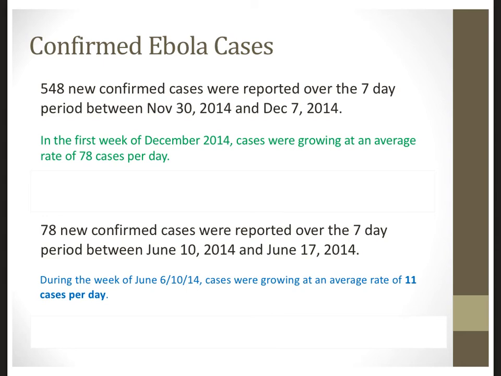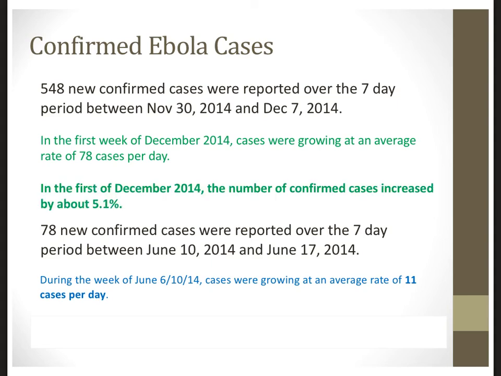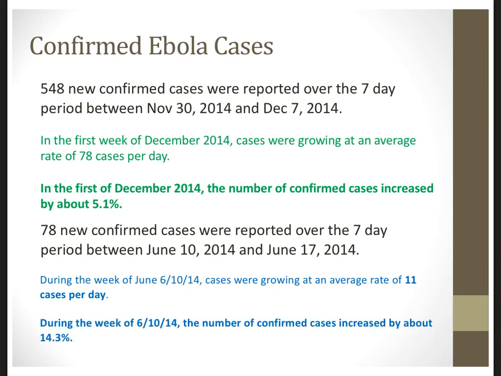But because the total number of cases that were reported at each of these periods is on a totally different scale, because one is very early in the spread versus one being very much in the middle of the spread, we would want to do some more analysis. And so if we now incorporate these percent changes that we calculated, we now could say, in addition to what we first observed about average rates of change, in the first week of December, the total number of confirmed cases grew by about 5%, compared to in mid-June, the number of cases grew by about 14% in that week.